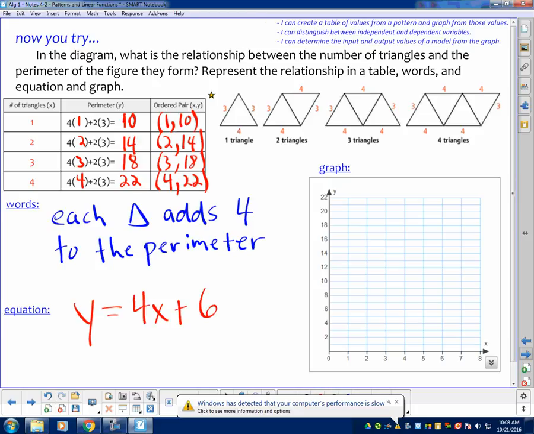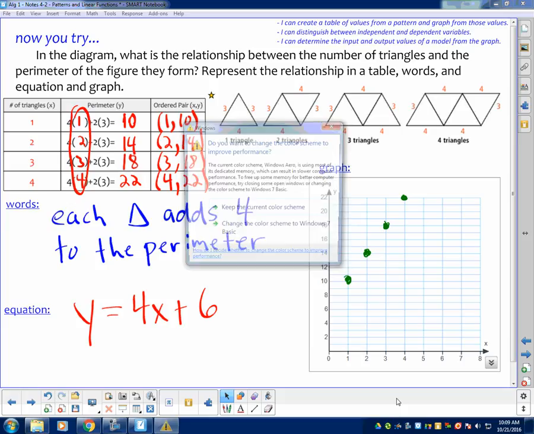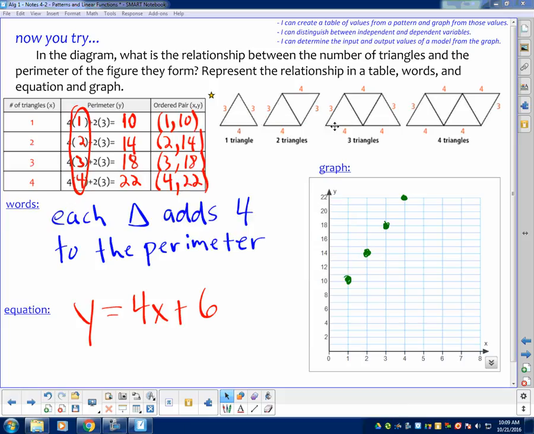We have 4x. X is the variable. That's what we see all through here. That's what becomes the x. Plus 6. 6 is fixed. And then we graph this thing. So first coordinate ordered pair was 1, 10. The next one was 2 over and 14 up. Then we had 3, 18. Then we had 4, 22. So there's our linear pattern.